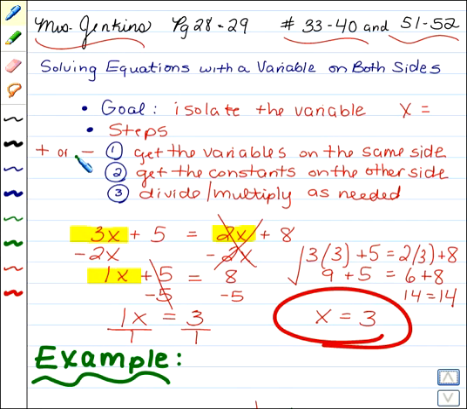Don't forget, when you have a variable on both sides of the equation, that first step will be your extra step. Make sure to add or subtract that whole term and get the variables on the same side. Then go through and get your constant on the other side. The last step, multiply or divide as needed.